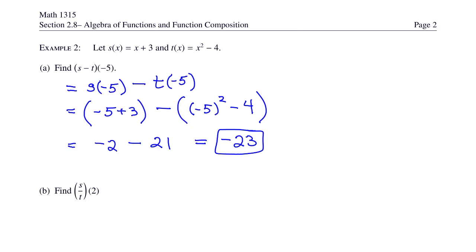So instead of having a variable and finding an explicit function for the sum, difference, product, or quotient function, we went ahead and evaluated it at the number and then took the sum, difference, product, or quotient of those results.